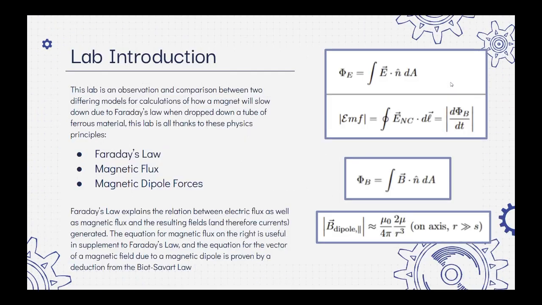So, first of all, this lab is just an observation between two differing models for calculating the fall of a magnet through a tube of conductive material. This lab would not be possible without Faraday's law of magnetic flux and the magnetic dipole field equations, right? So Faraday's law is that top one, and it relates electric flux to the electric field as well as magnetic flux to EMFs in a tube.